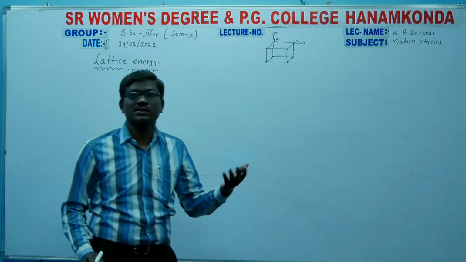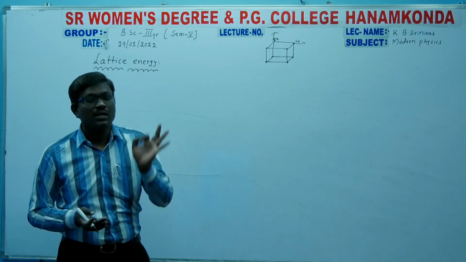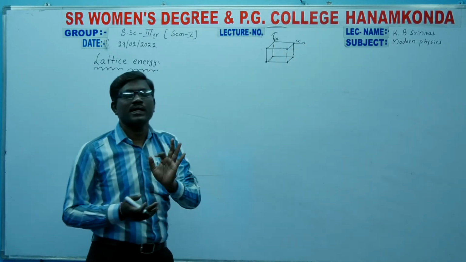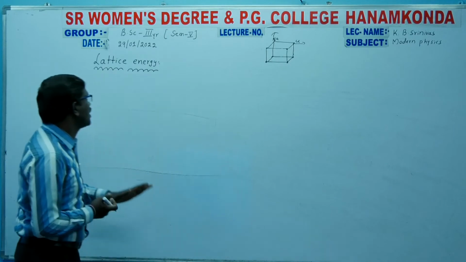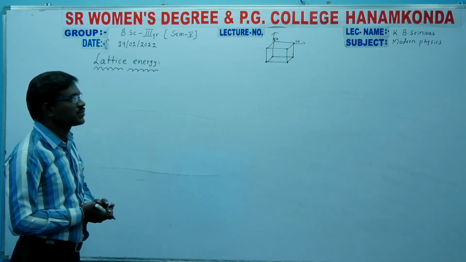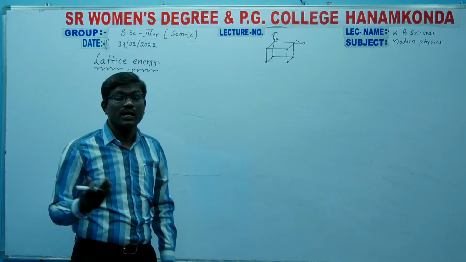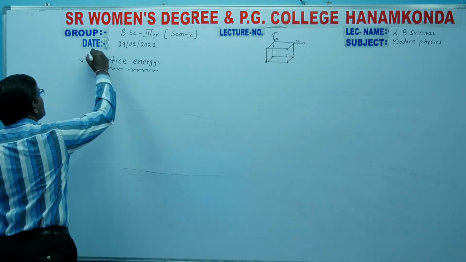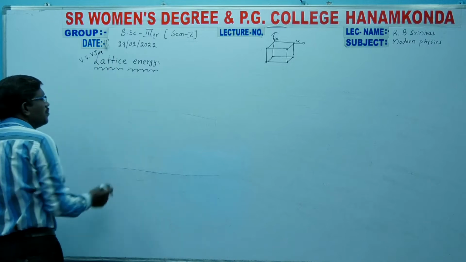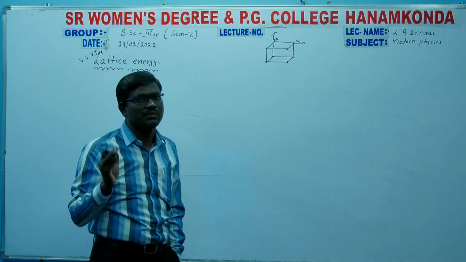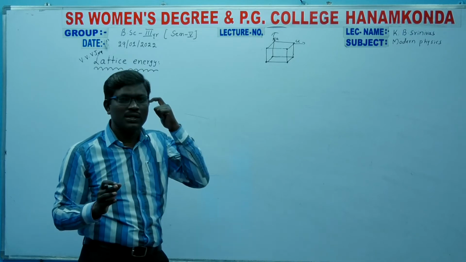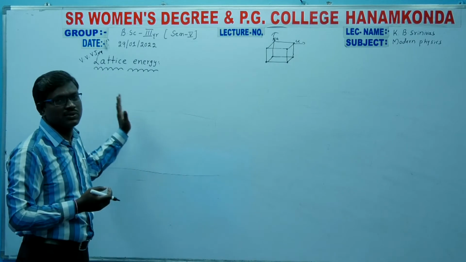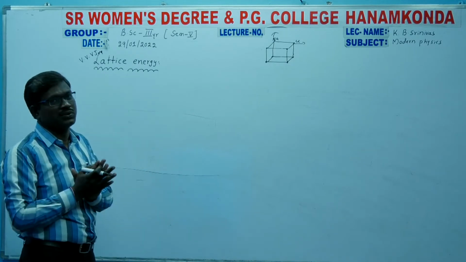How do we define lattice energy? The energy required to remove the ions from the lattice points of the crystal is known as lattice energy. Here I am going to derive an expression for lattice energy. A very important question, a long question, a compulsory question in the annual examination. In the third part, this is the very important long question. You have to read this question, understand it, and practice it.